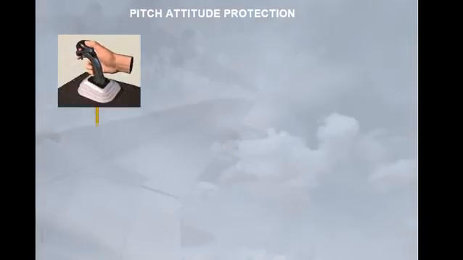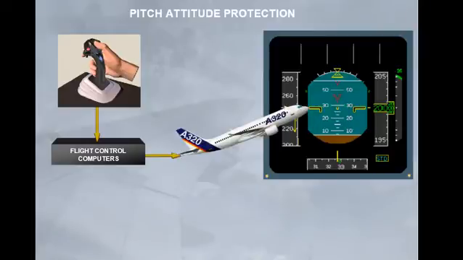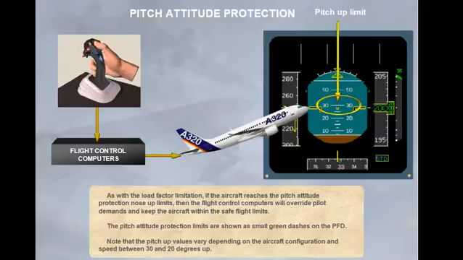As with the load factor limitation, if the aircraft reaches the pitch attitude protection nose up limits, then the flight control computers will override pilot demands and keep the aircraft within the safe flight limits. The pitch attitude protection limits are shown as small green dashes on the PFD. Note that the pitch up values vary depending on the aircraft configuration and speed, between 30 and 20 degrees up.